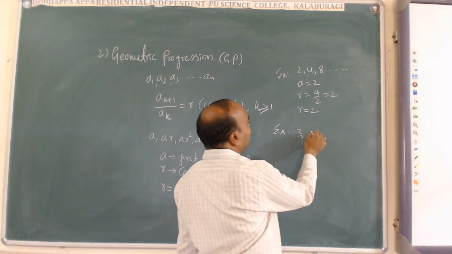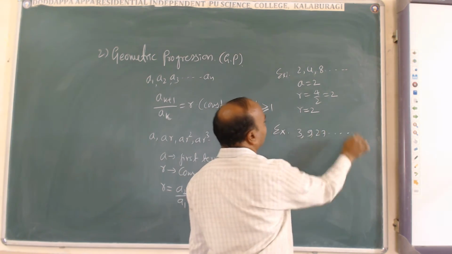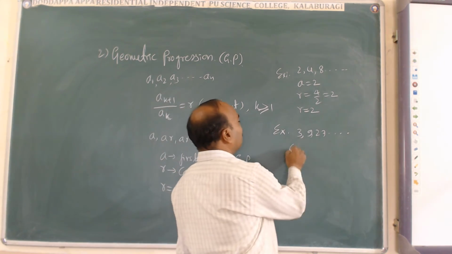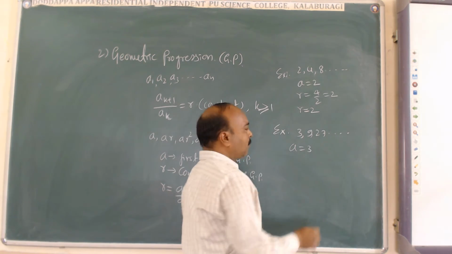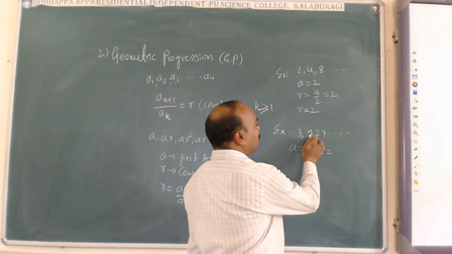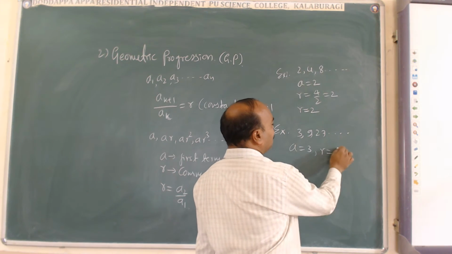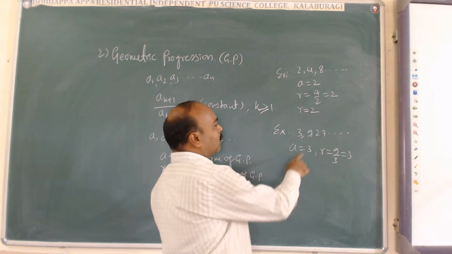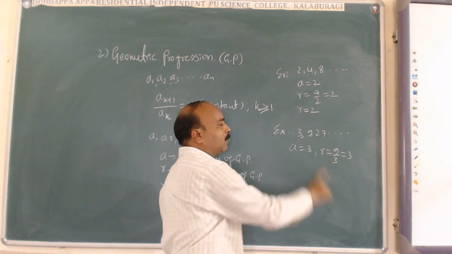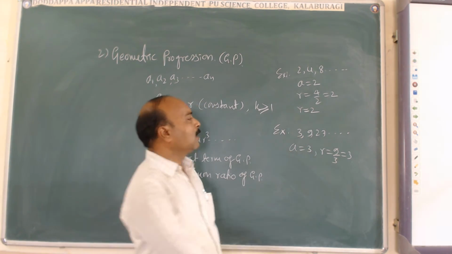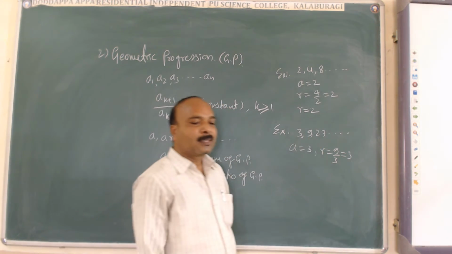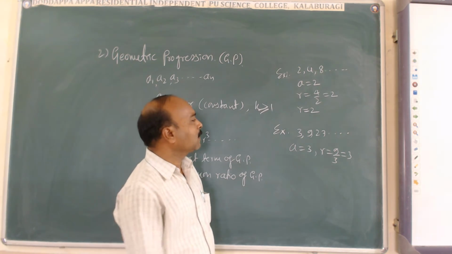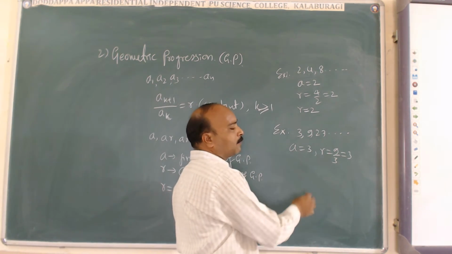Next example: 3, 9, 27 and so on. It is also a geometric progression. Here a value is 3 and the r value is any term by the previous term, or a2 by a1, which is 9 by 3, that is 3. Or 27 by 9, also 3. So everywhere the common ratio is constant here. Therefore it becomes a geometric progression.